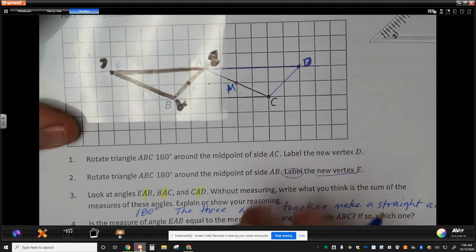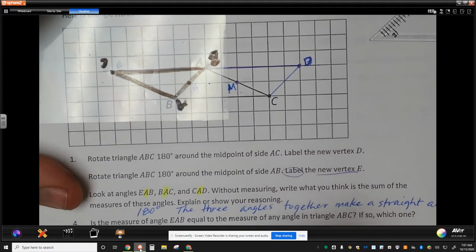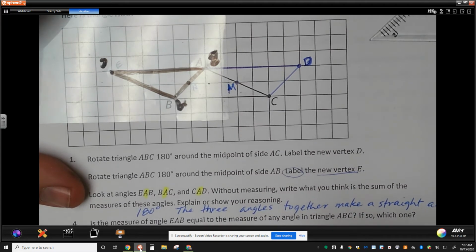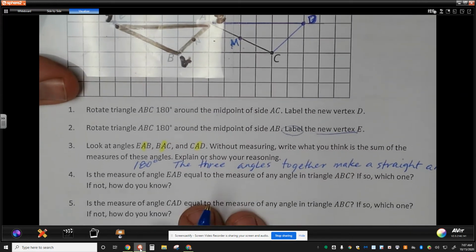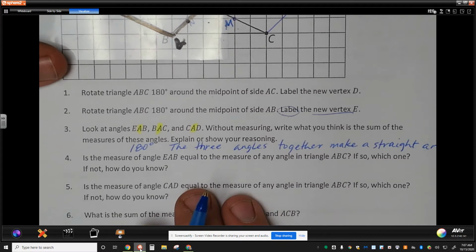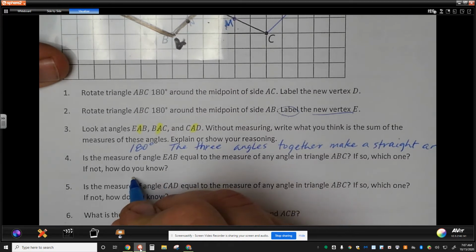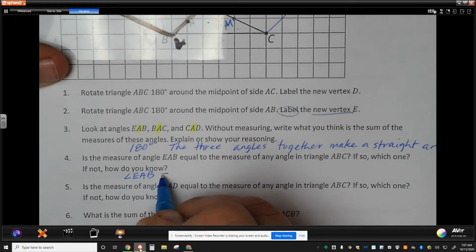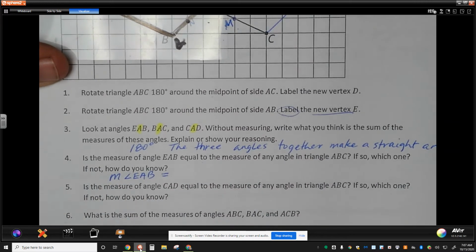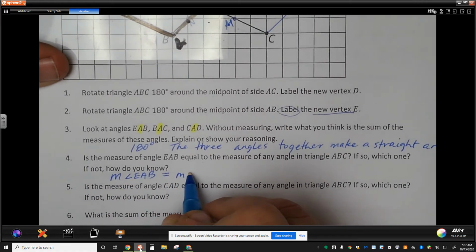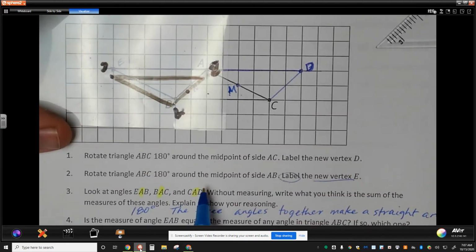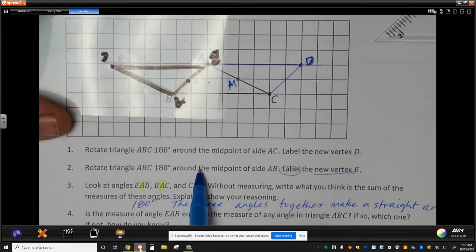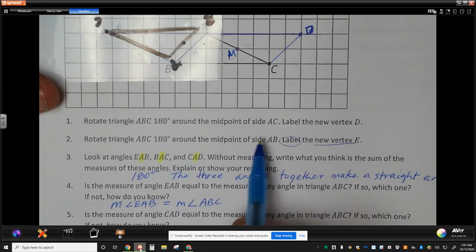The reasoning for that being true is because of a rotation of 180 degrees, a rigid motion that preserved the angle measure. So is the measure of angle EAB equal to the measure of any angle in triangle ABC? If so, which one? How do you know? Well, we would say angle EAB is equal to, I should put an M here, that M means measure of, the measure of angle ABC, because of the rotation that we did right here. Rotation of 180 degrees around midpoint of side AB.